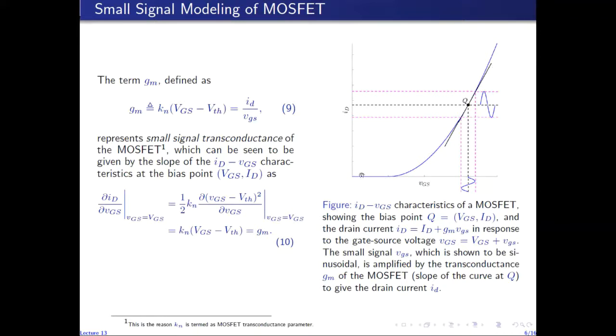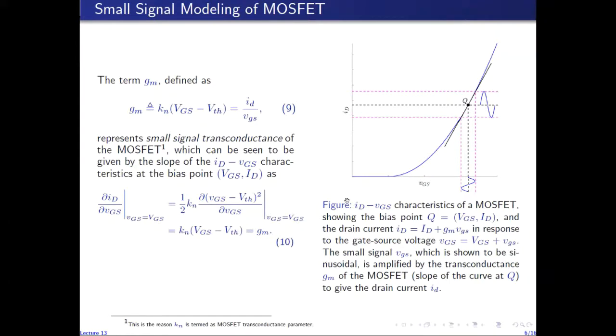This parabolic curve shows the ID-VGS characteristics, and GM is the slope of the ID-VGS characteristics at the bias point. In other words, GM is the slope of the straight line which is tangent to the curve representing the ID-VGS characteristics at the bias point Q. This black line here is the tangent to the blue curve at the bias point Q, and its slope is equal to GM. Here I have also shown the amplification obtained at the output in terms of the drain current.